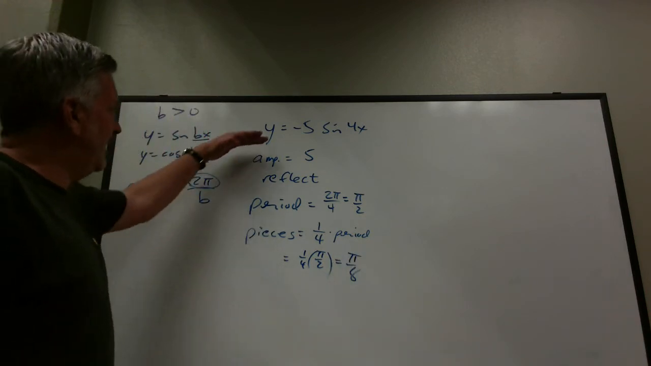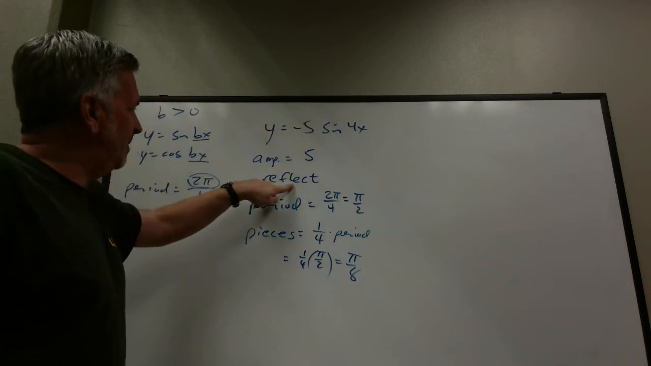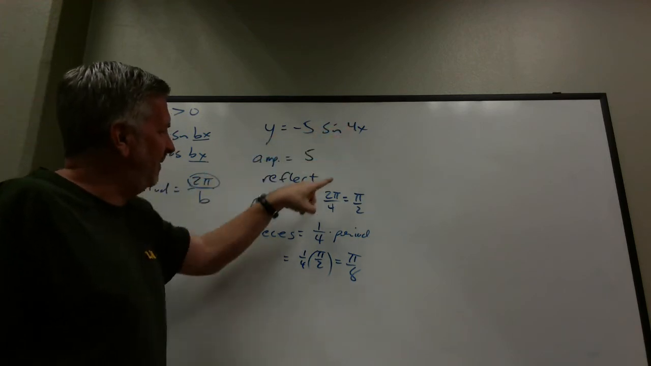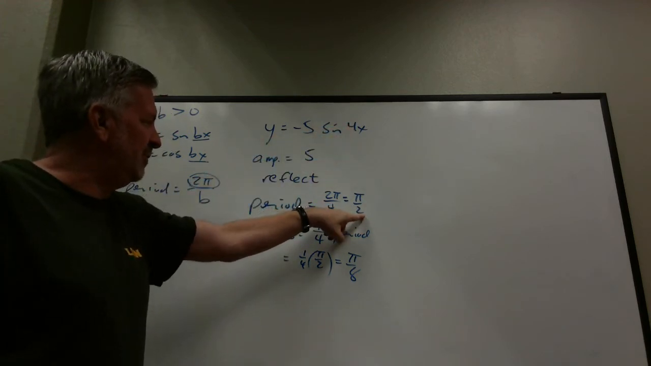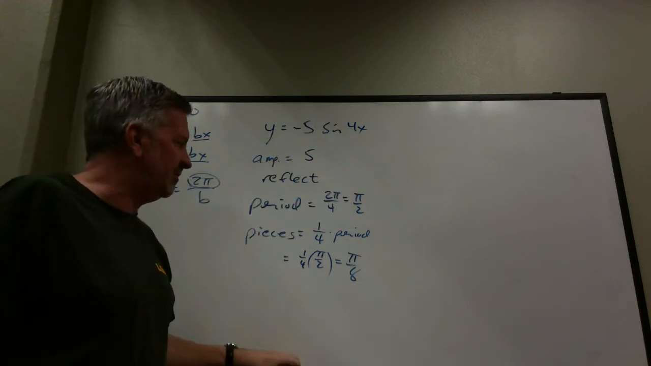Okay? So the amplitude is the absolute value of the coefficient of sine x. The negative coefficient means reflect over the x-axis. Take 2 pi divided by the coefficient of x, which simplifies to pi over 2. And to get the pieces, I'm taking 1/4 of that. So 1/4 of pi over 2 is pi over 8.